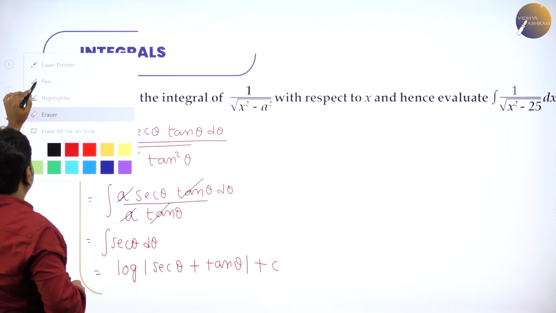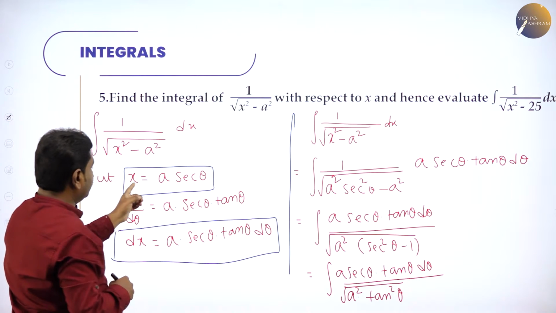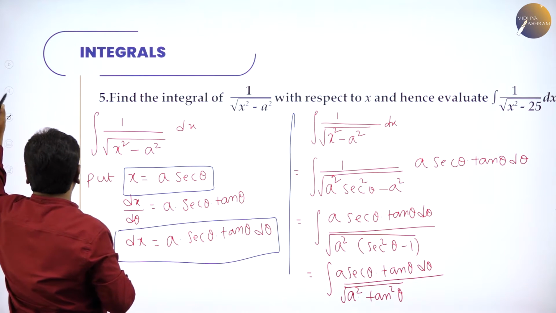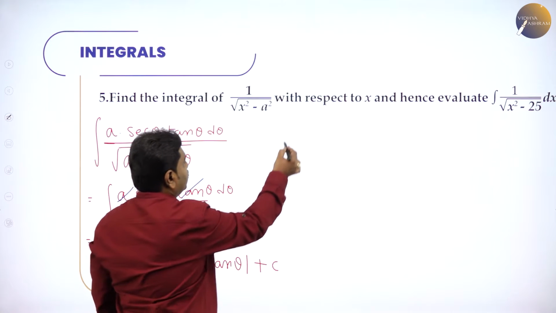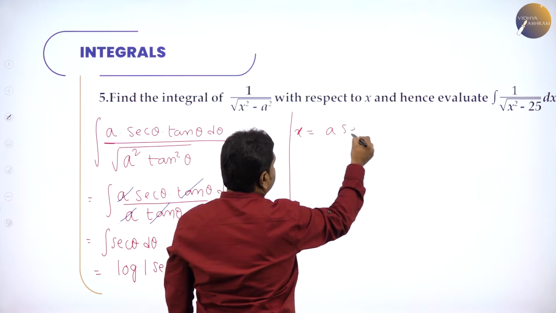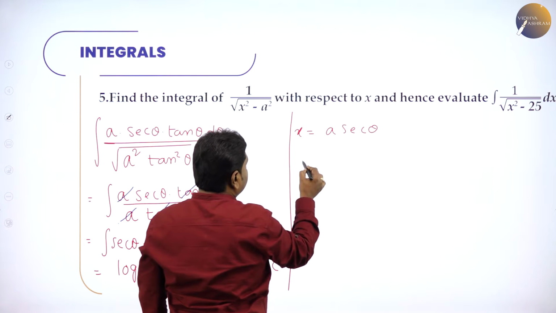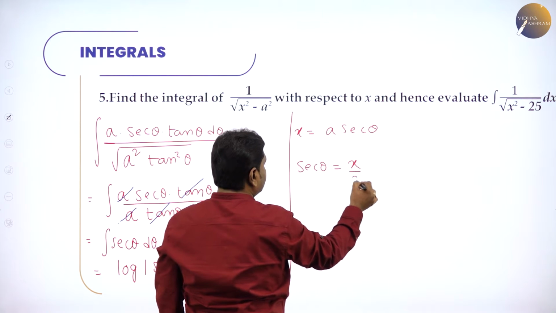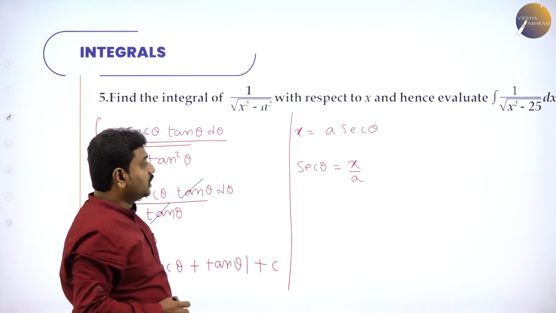Going back to the last slide, x is what? From this we get secant and tan. What we assumed x is: we took x as a secant theta, right? So now what is secant theta? From this, secant theta becomes x by a. We got one part. And I need tan theta.